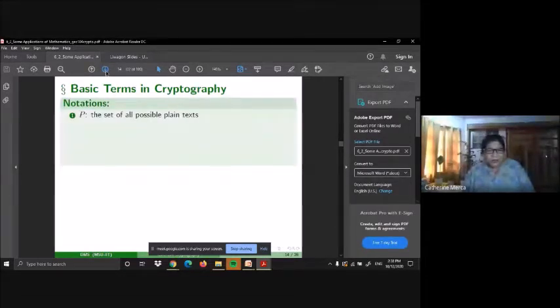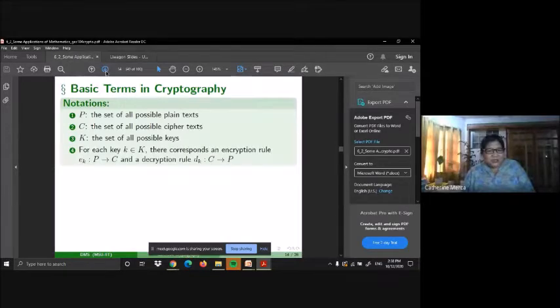P is the set of all possible plain text. C is the set of all possible ciphertext. These are the notation. K is the set of all possible keys. And for each key K, element of K, there corresponds an encryption rule. This is the encryption rule, and this is the decryption rule. Encryption rule, P to C. Decryption rule, C to P. Pabalik, no? Nabasa balik.